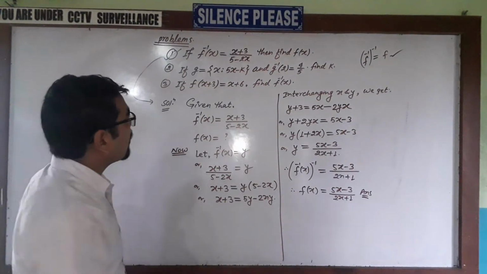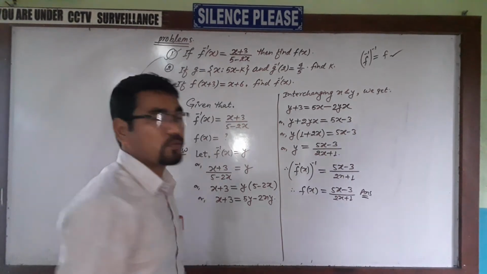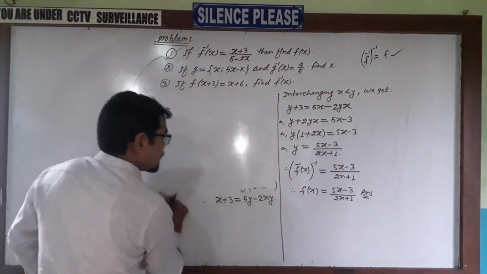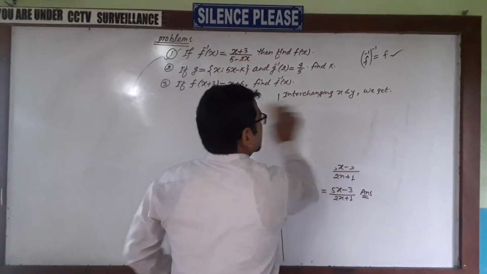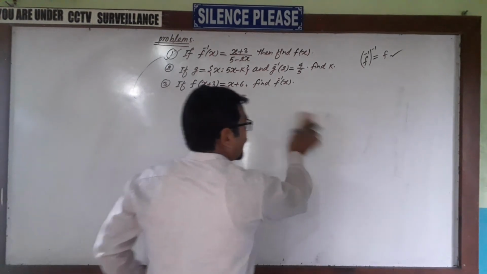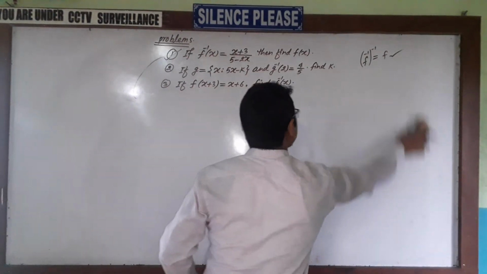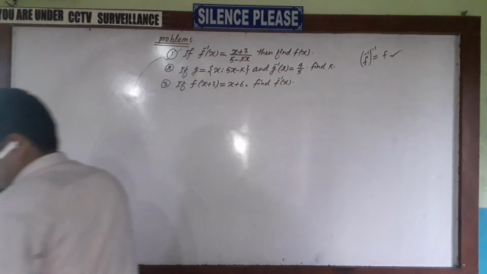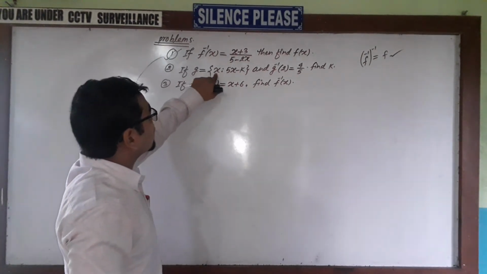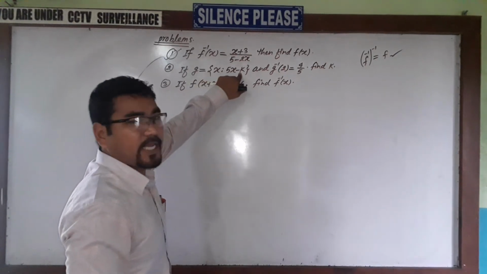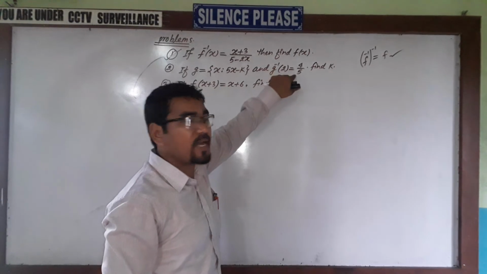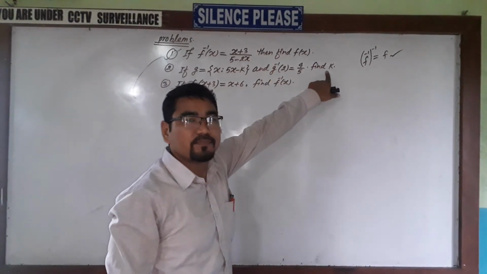Okay. Now question number 2. Look here. What is given? Now I draw it here. All the students, now look here for question number 2, how to do it. Let's read this question. If g is equal to x such that 5x - k, and g inverse 2 is equal to 4/5, then find the value of k.